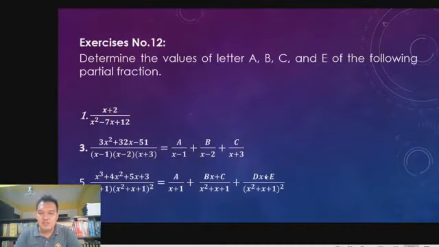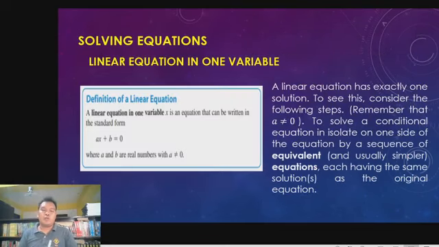Okay. So, let's continue. So, solving equation naman tayo. Okay. So, linear equation in one variable. So, definition of linear equation. A linear equation in one variable, x is an equation that can be written in standard form ax plus b is equal to 0, where a and b are real numbers, with a should not be equal to 0. So, a linear equation has exactly one solution.